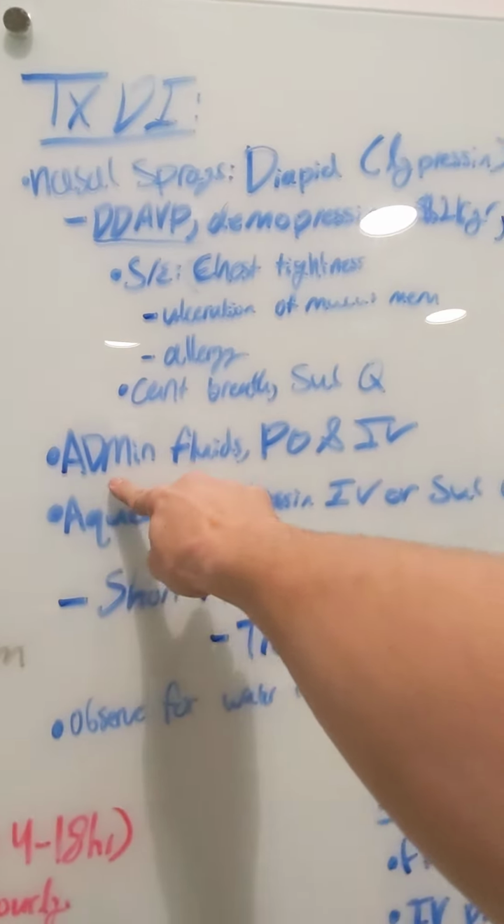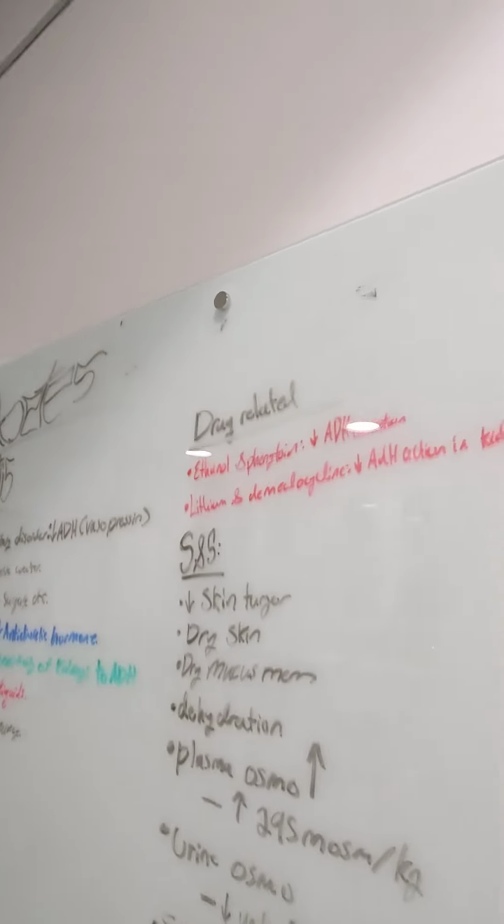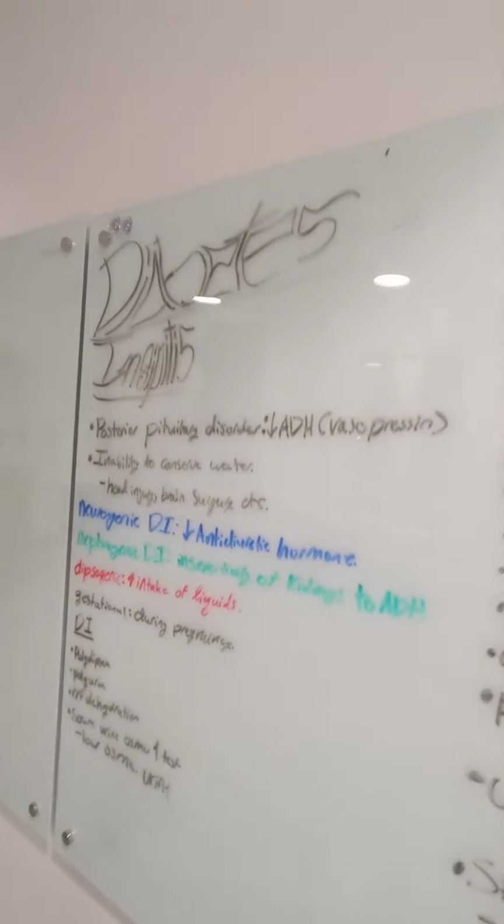We're going to administer fluids, PO and IV, for these patients because they're going to be peeing all that fluid out as fast as they can with diabetes insipidus.